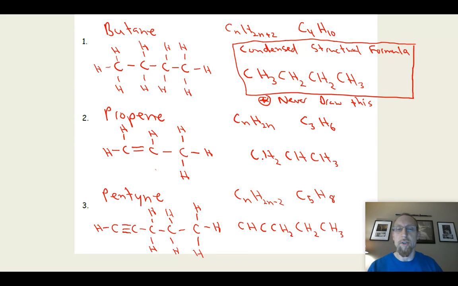And then also realize, look up here, all these H's, when you have a double or a triple bond, you're kind of losing H's. So you can see that drop in H's. So realize there's a multiple bond there somewhere. So that's all I really want you to be able to do with that.